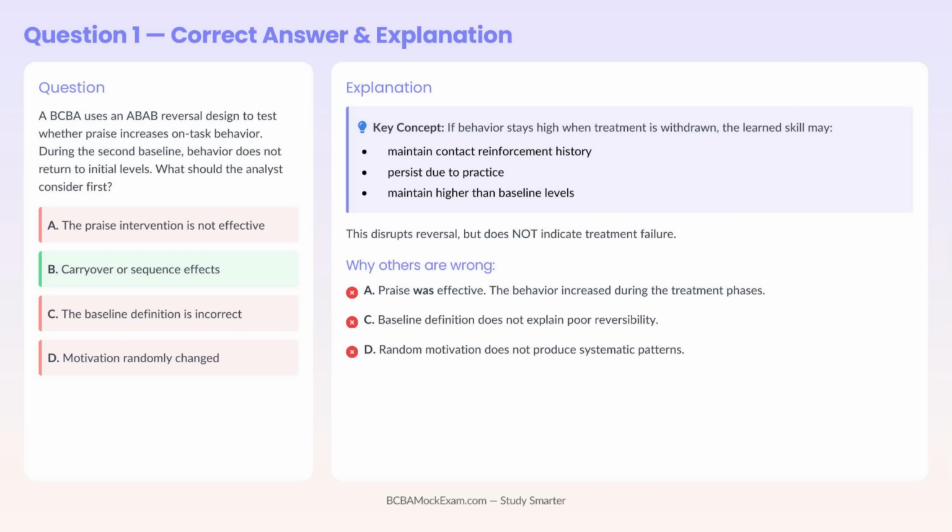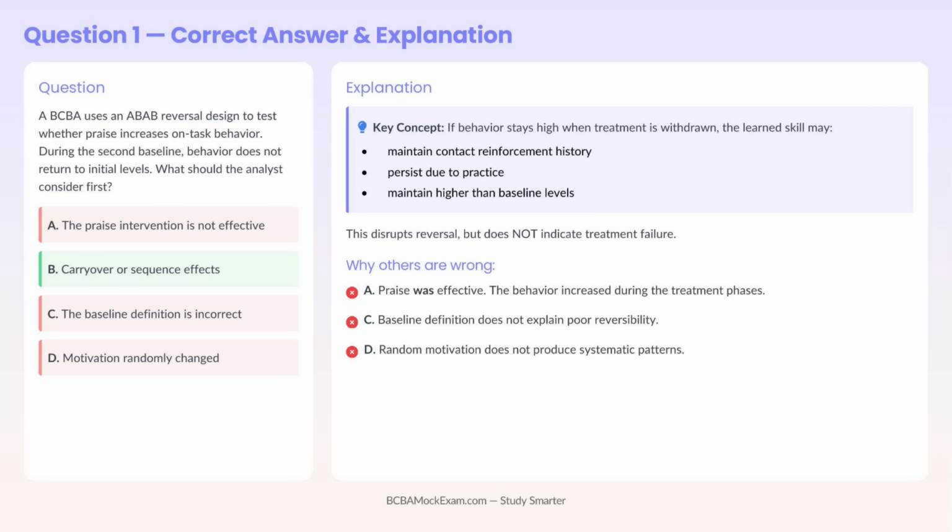The correct answer is B, carryover or sequence effects. When treatment is withdrawn but the behavior stays elevated, the learner may have contacted reinforcement history, practiced the skill enough to maintain it, or simply kept performing at a higher level. This does not indicate that the intervention failed. It only means the reversal pattern did not appear.